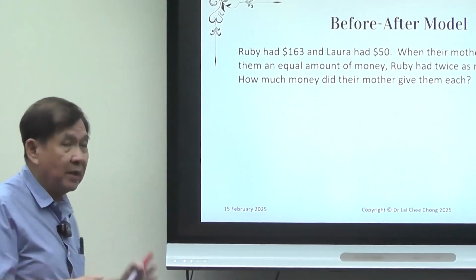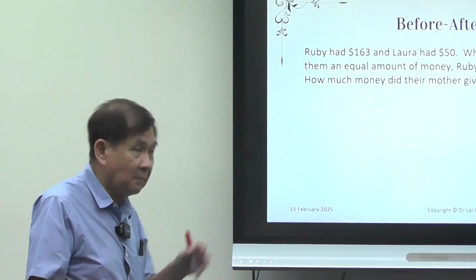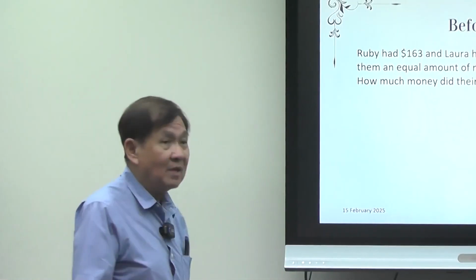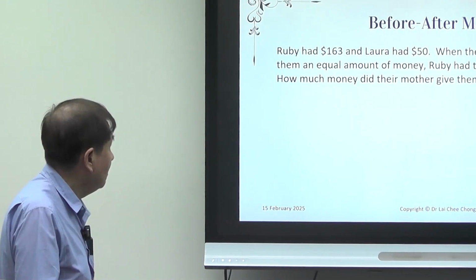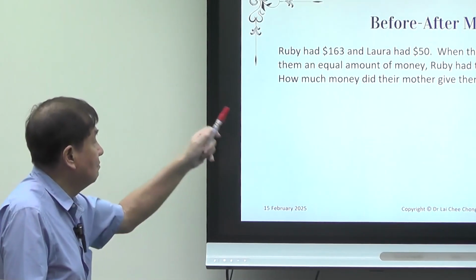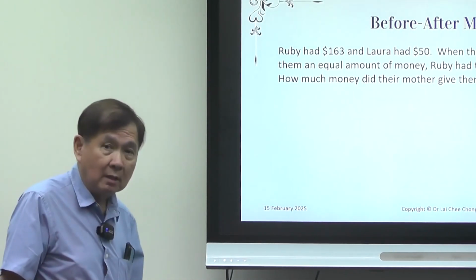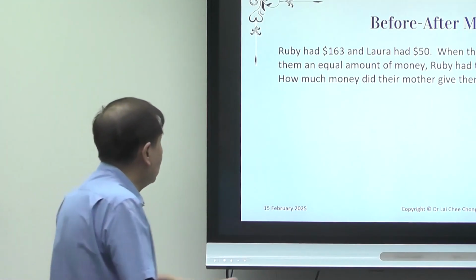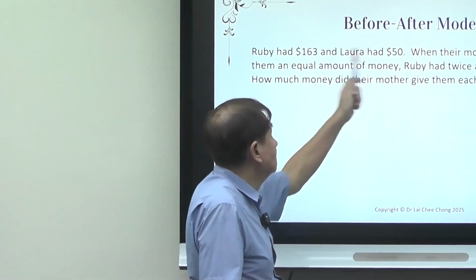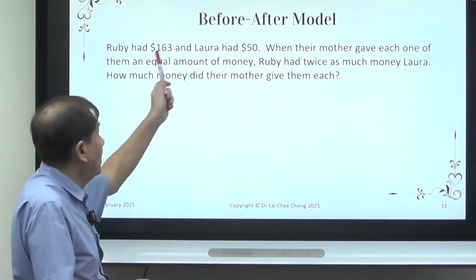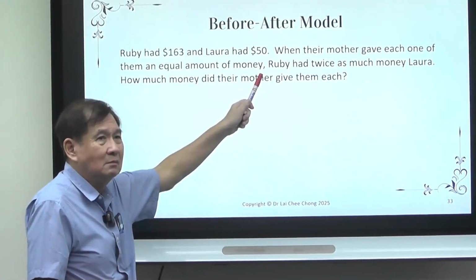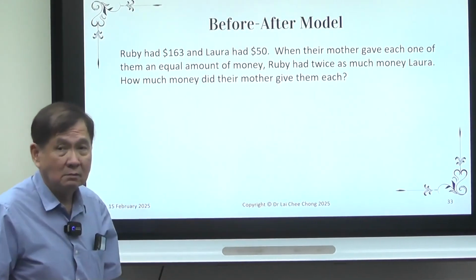Of course, look at it, Ruby has more money, fair enough. But mother gave them some money. The same amount of money, by the way, it says. But as a result, what happened? Ruby now has twice as much money as Laura. At first, you look at this one here. Is it twice as much here? Not quite. In fact, more than twice, am I right?